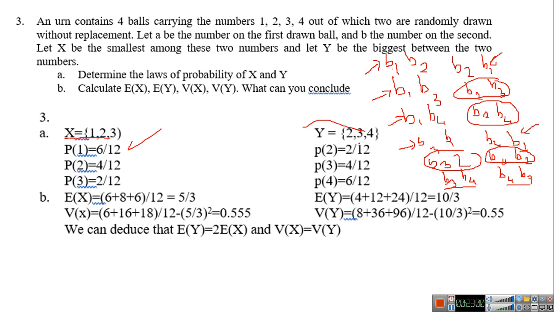So if you make the sum here, it's 1. If you make the sum here, it's 1. They want the expected value. So it's summation of xi p of xi. So 1 times 6 over 12 plus 2, whatever, it's 5 over 3. And if you do the other one, it's 10 over 3. You realize that this one is double the first one. We don't have the variance as we said.